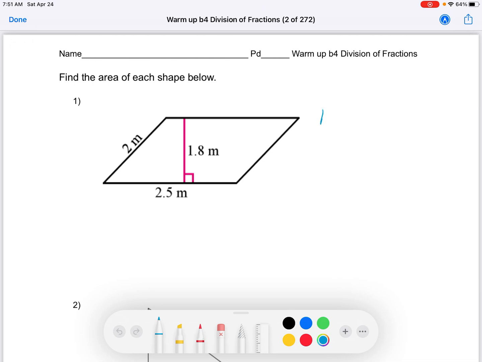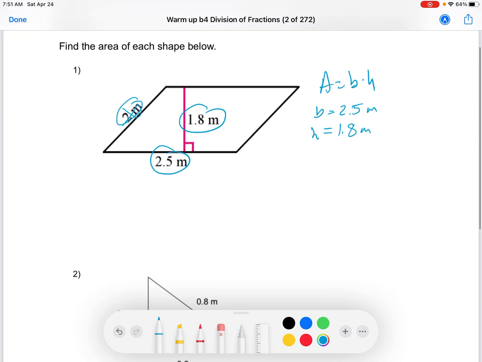The area of any parallelogram is base times height. And so the base is 2.5. Base equals 2.5 meters, and the height equals 1.8 meters, right? And what we'll do then is we will multiply them. The 2 in this case would be used for perimeter, but for now, I guess it's a distractor, right?